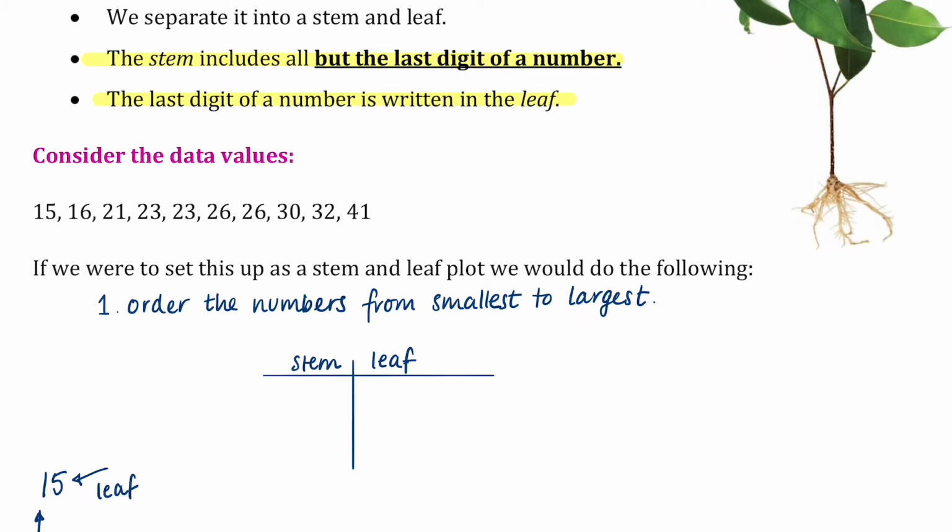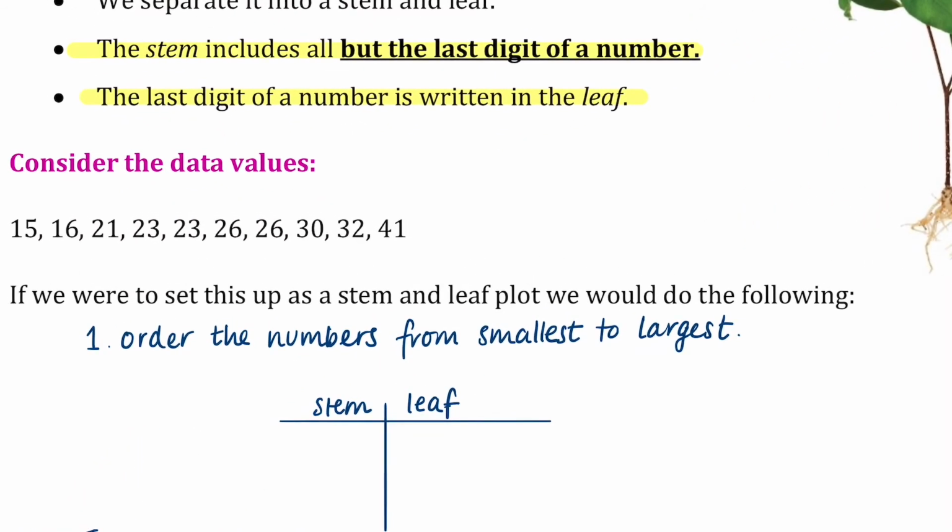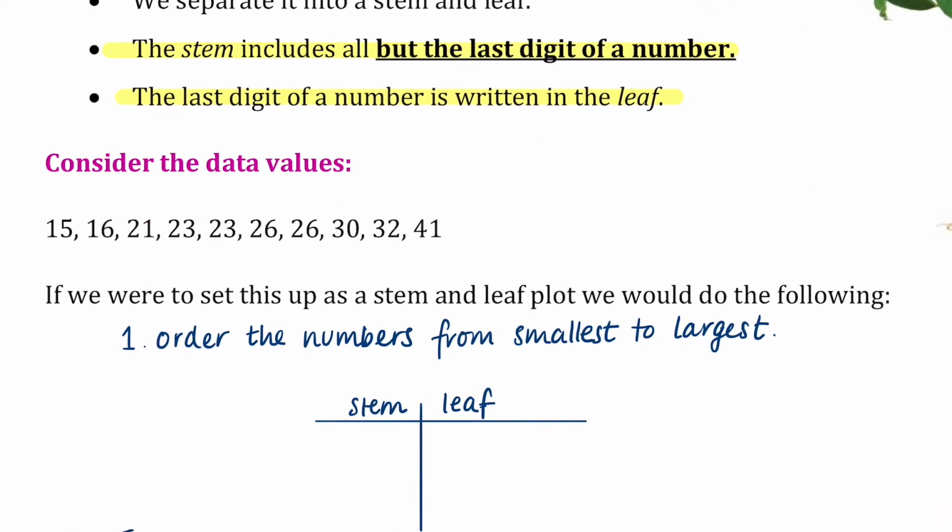So now coming back to this example here, so let's take a look at the data. So we've got 15, 16. So the stem includes all but the last digit of a number. So if we take a look at 15 and 16, they have a stem of 1 in common. So I'm going to write 1. I'm going to write my first leaf as 5, my next one as 6.